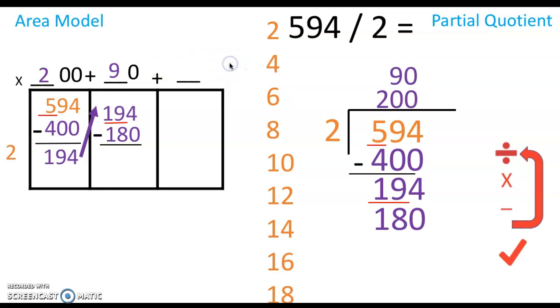Then we're going to subtract. 4 minus 0 is 4. 9 minus 8 is 1. 1 minus 1 is 0. And we don't need to write that 0 because it doesn't have any value in the front. Now what step are we on? Yep, we just subtracted. So now we're going on to repeat back to division.